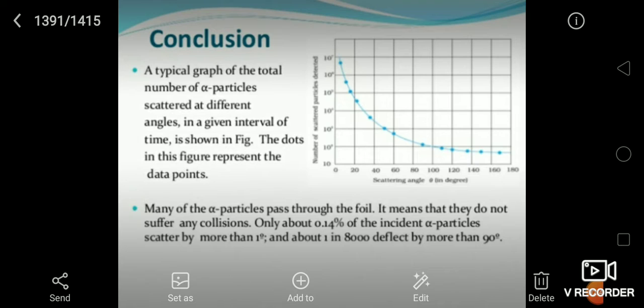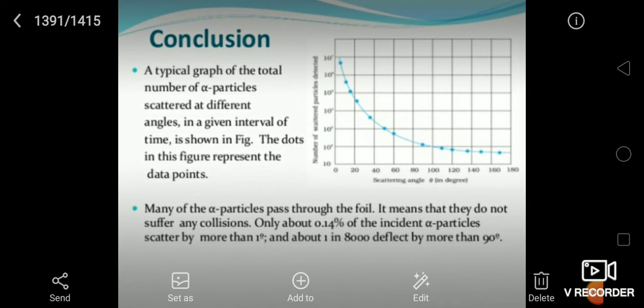Conclusion. A typical graph of the total number of alpha particles scattered at different angles in a given interval of time is shown in the figure. The dots in this figure represent the data points. Here is a graph between scattering angle and number of scattered particles.